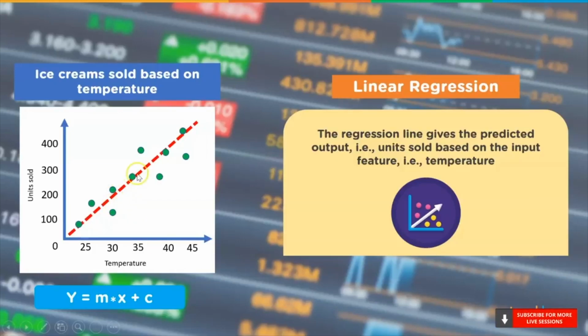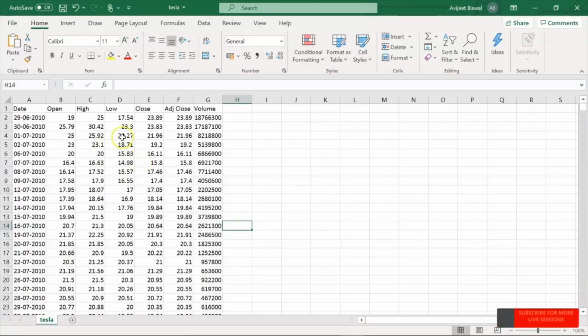So in this graph, the red line is our regression line. The best fit line should have the least squared distance between the original data points and the predicted values. Now, let's see how to predict the stock prices of Tesla using the linear regression model. So this is the CSV dataset that we will be using for our prediction.